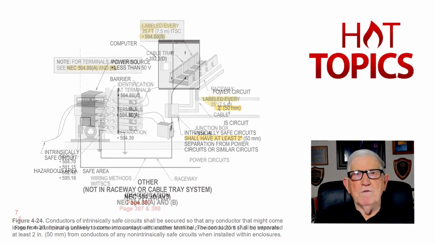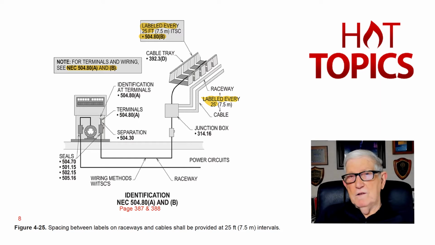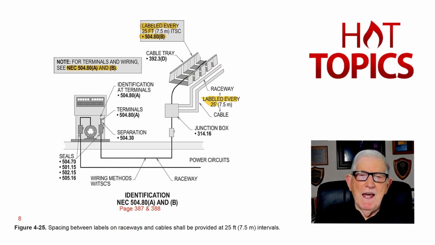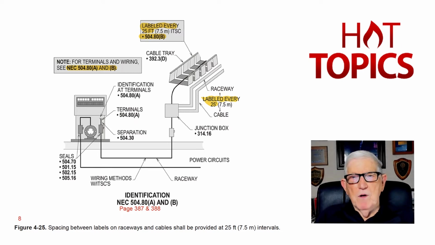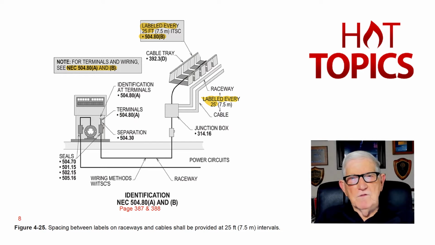Let's move now to our figure 8. And in our figure 8, identification. Now, identification begins in 504, and we pick up 504.80(A) and (B) at this point, and we're basically picking that up on page 387 and page 388. Now, notice we do have to have these identification of circuits.